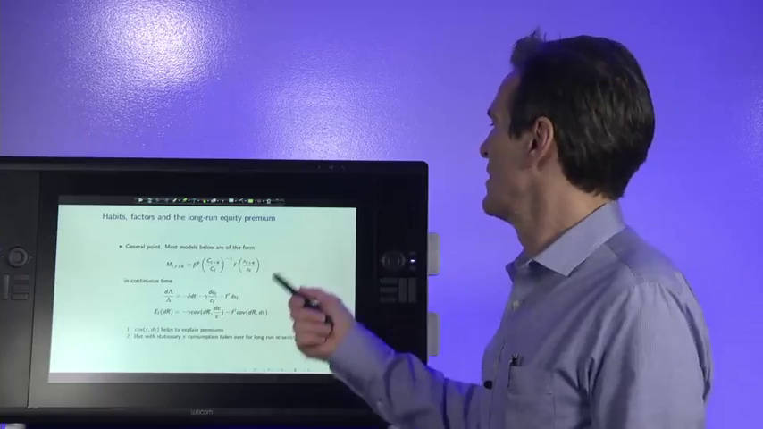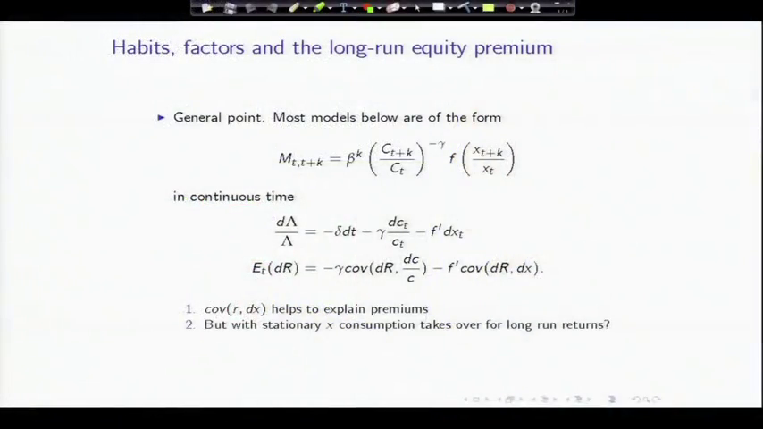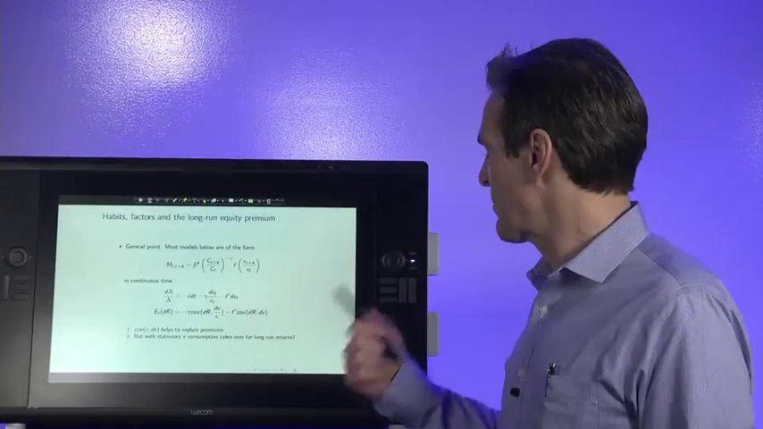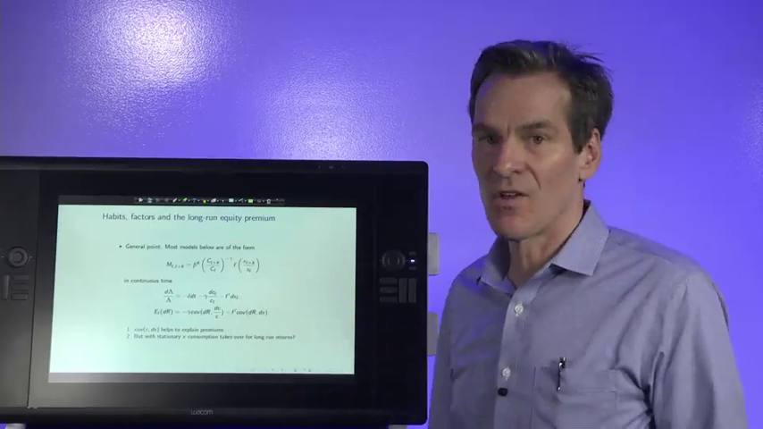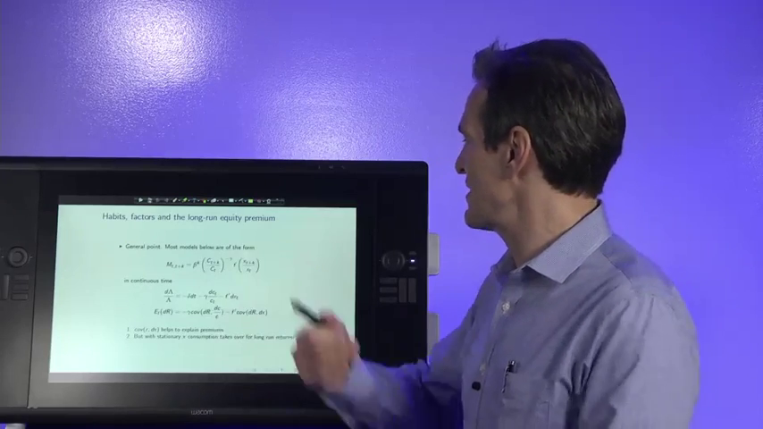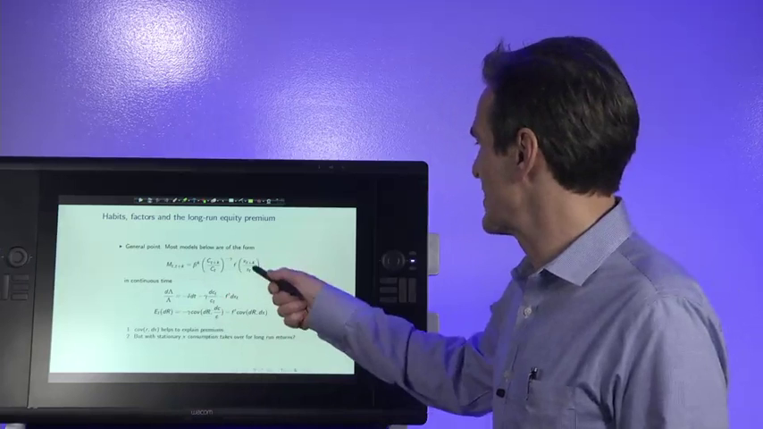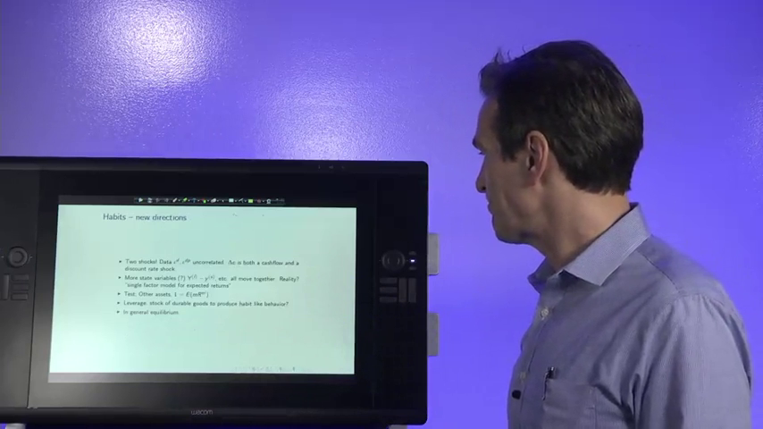What's the big point? Most models are of this form. Consumption growth to something times some other factor. That's going to be the key to helping us fit the data. Something else, covariance of returns with that something else, is going to help us to explain risk premiums. But the problem is going to be with stationary X's, you're back to the consumption model at long horizons. Well, maybe that's not so bad. Maybe the data will in fact tell us that consumption growth works at long horizons and we need these new models to explain things at shorter horizons.